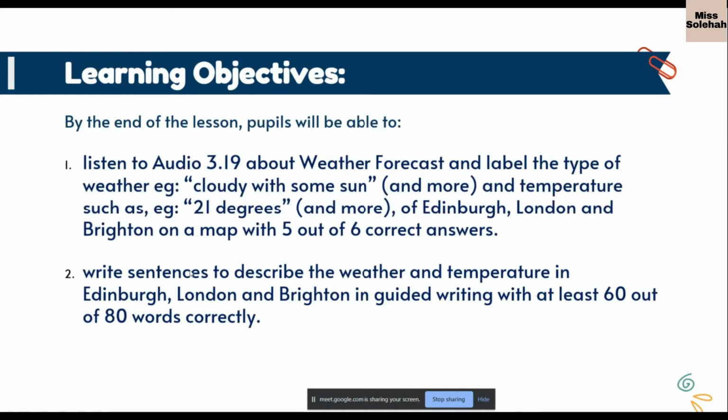And then number 2, you all have to write sentences to describe the weather and temperature in Edinburgh, London and Brighton, the 3 places, in guided writing with at least 60 out of 80 words correct. Before we begin our lesson, I would like you all to get ready with your pen, paper and ruler.